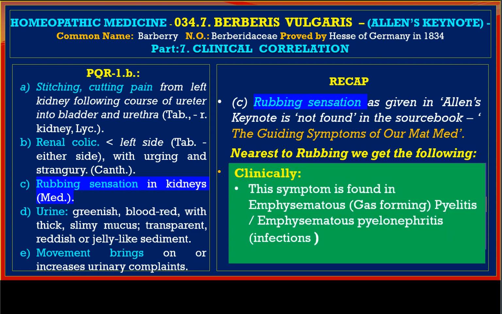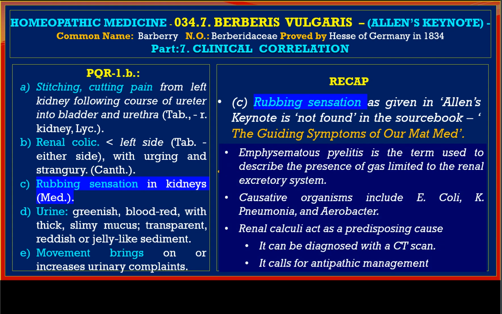So clinically this symptom is found in emphysematous pyelitis, or you can say emphysematous pyelonephritis. Emphysematous means gas forming. It is an infection, so again we will clarify this particular term. Emphysematous pyelitis is the term used to describe the presence of gas limited to the renal excretory system, and the causative organisms include E. coli, Klebsiella pneumoniae and Aerobacter.